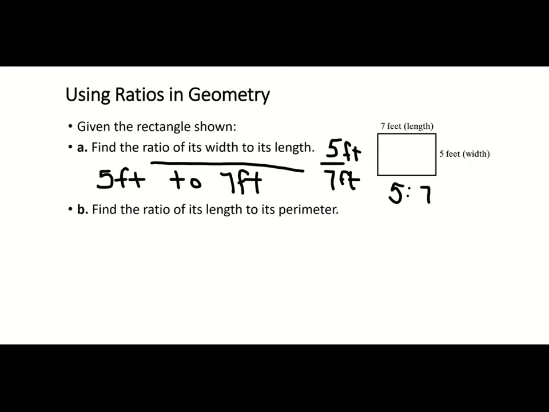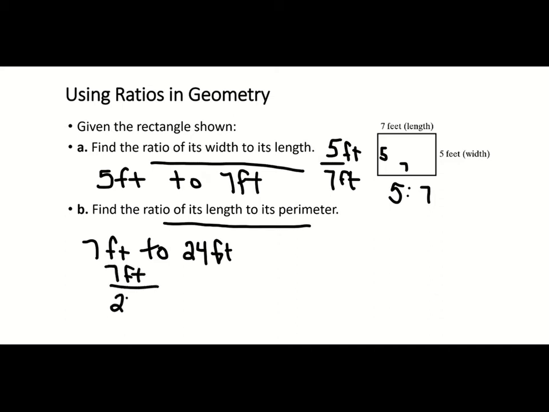Now, the next one, they want us to find the ratio of its length to its perimeter. So I know the length is 7 feet, but the perimeter I do need to find. And if you recall, it's a rectangle, so opposite sides are congruent. And perimeter, it's a good review, we add up all the sides. So 7 plus 5 is 12, and then 7 plus 5 is 12, so it's going to be 24 feet. So 7 to 24 feet, or you could put it as a fraction or write it as the colon. Any way would work.